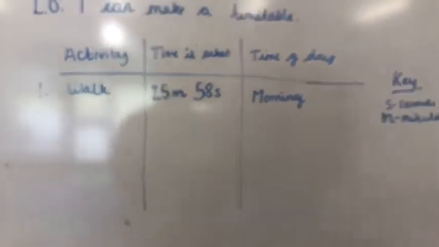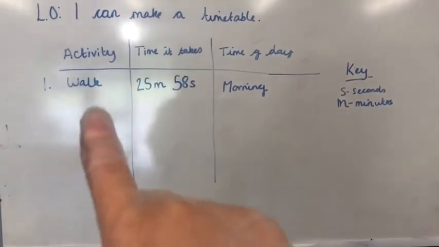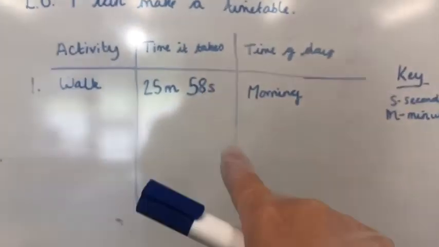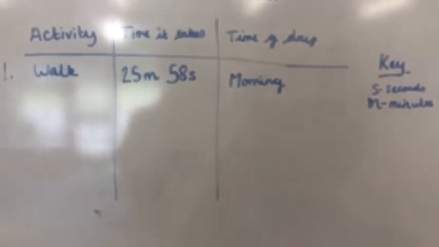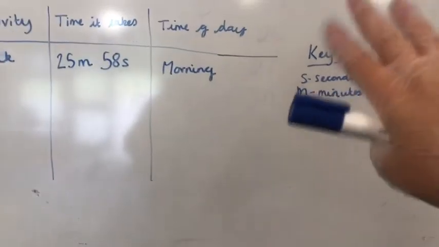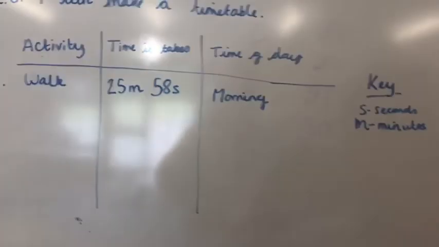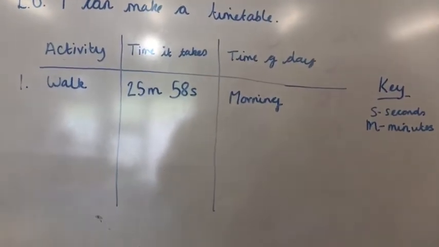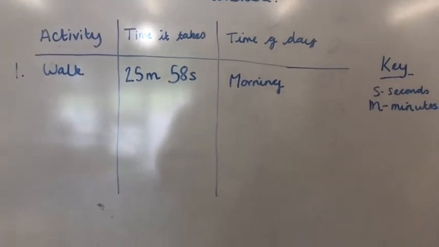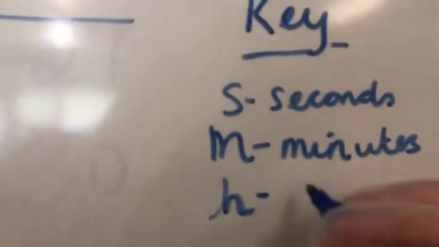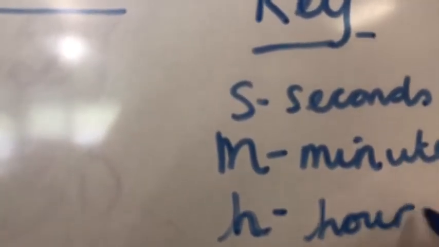so that anybody looking at my timetable knows what this means, okay? So for my first task there, I've got a walk is my activity. The time it takes is 25 minutes and 58 seconds. And the time of day that I completed this activity was the morning. And I've got a key at the side that tells me whether it's seconds and minutes. What's our other measure of time, guys? Can you have a think? This would especially come in if you time yourself when you go to sleep. It is what we learned yesterday. It's going to have an H, which is the sound, and that is going to be for hour.